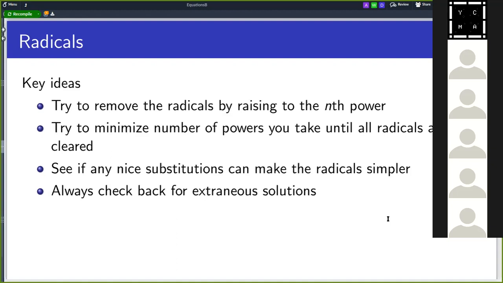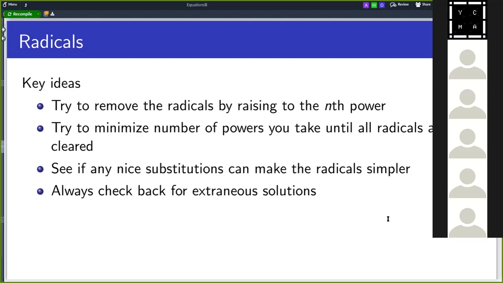So in these equations, there's a lot less theory behind them and more special tricks, or trying to reduce them back to the well-behaved equations we saw in equations A. So I guess we'll start with radicals. These bullet points will make a bit more sense when we go to our actual example.